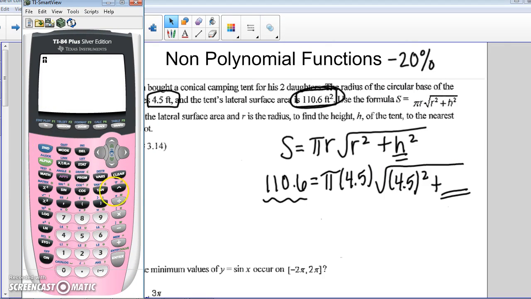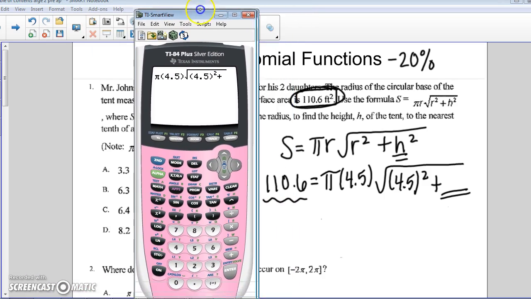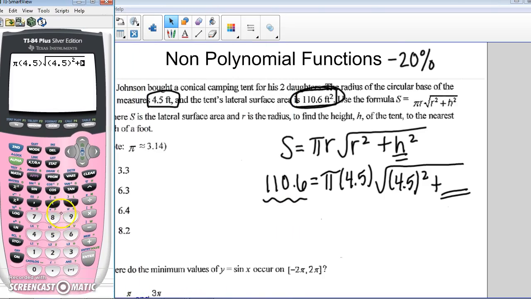So, we're going to do pi. We're going to do 4.5. Those aren't going to change. We're going to do square root. We're going to do 4.5 squared plus, and then we're just going to start with answer A and plug it in. So A is 3.3. So we're going to do parentheses 3.3 squared. And if we get 110.6, we're done. We don't. So we're just going to arrow up, hit enter, and change that 3.3 to 6.3 and see what happens.